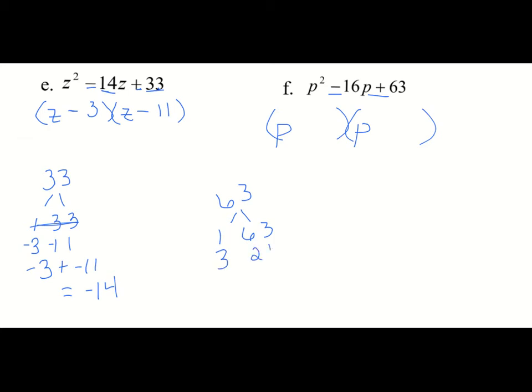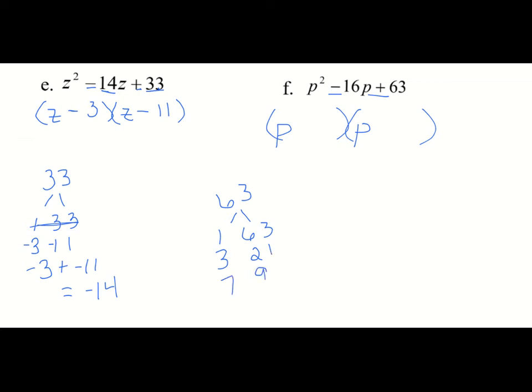63 divided by 6 now. Oh, it is 7 and 9. I'm thinking about my math facts there, I'm messing them up. Okay, so 63 divided by 9, 7 and 9.